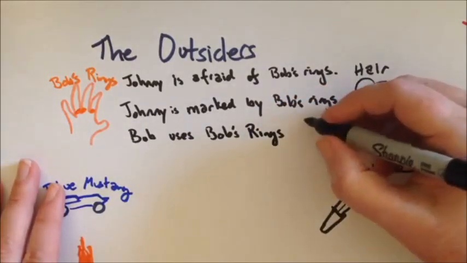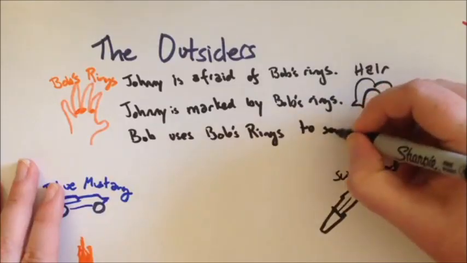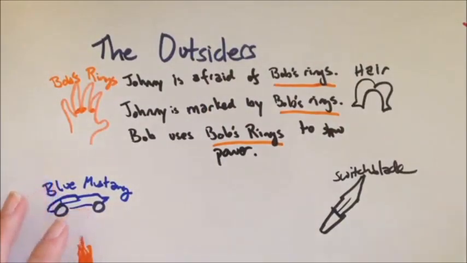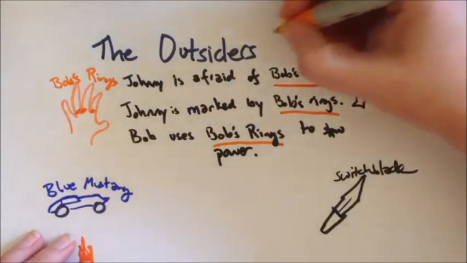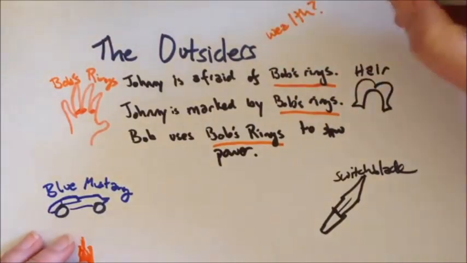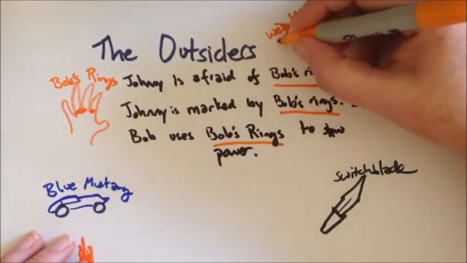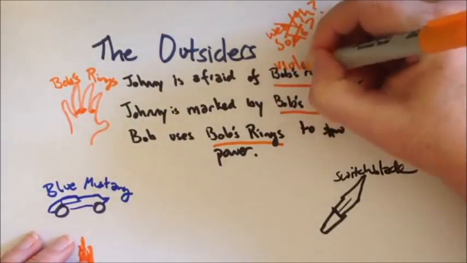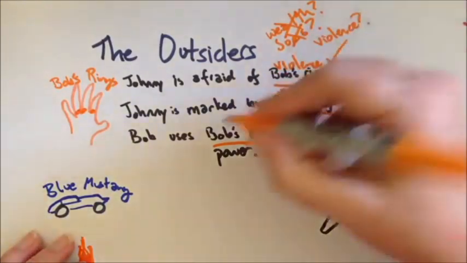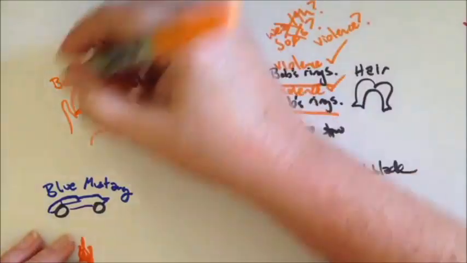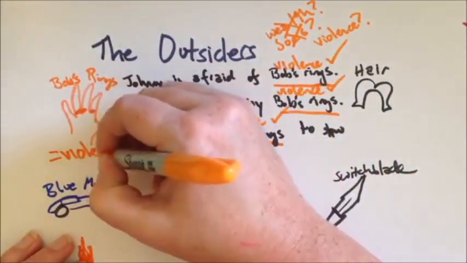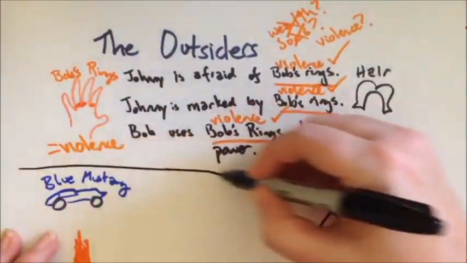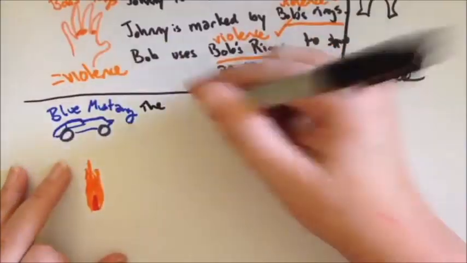So I like to pick something like Bob's rings, where normally you'd think, oh, rings represent certain ideas. And so a lot of the times students will say something like, oh, the rings would represent wealth. Well, what you do is you sub out the word wealth. Johnny is afraid of wealth. No, Johnny's not afraid of wealth, so that's not it. Socials? Well, socials are a thing. They're not an idea. Violence? So we check it out. We say Johnny is afraid of violence, Johnny is marked by violence, and Bob uses violence to show power. So Bob's rings equals violence. And you can do it with all sorts of different things, and it really helps the kids understand how a symbol actually functions within a text.